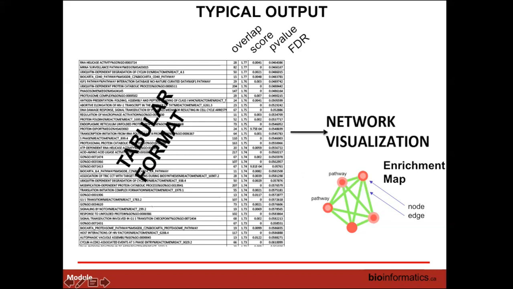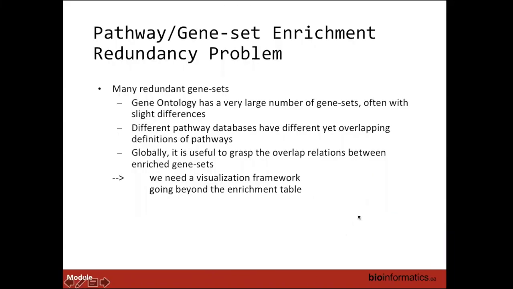On this big table, maybe we have 50 pathways, but after the visualization using enrichment map, they may be summarized by five biological functions. So the goal of enrichment map is to address the redundancy problem. That's what I just explained to you.